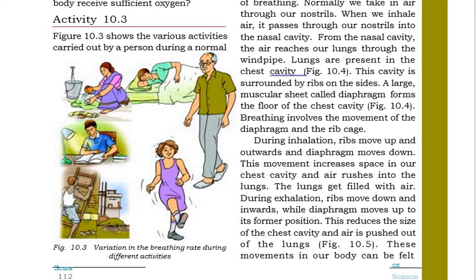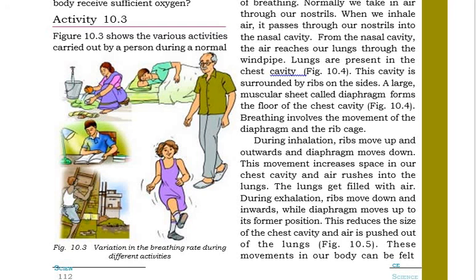Take a deep breath, keep your palm on the abdomen and feel the movement of the abdomen. You can realize yourself how inhalation and exhalation take place, how the ribs move upward and outwards and the diaphragm goes down, and the chest cavity enlarges and maximum air through the nose comes to the windpipe and fills the lungs.